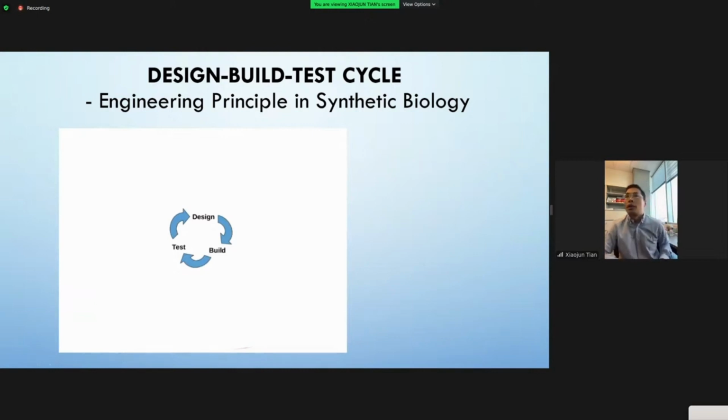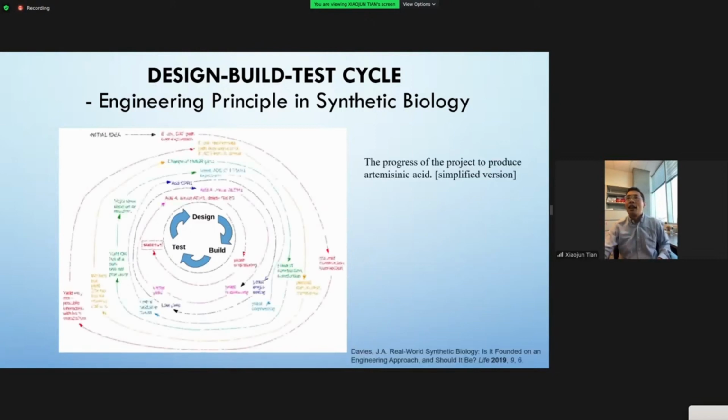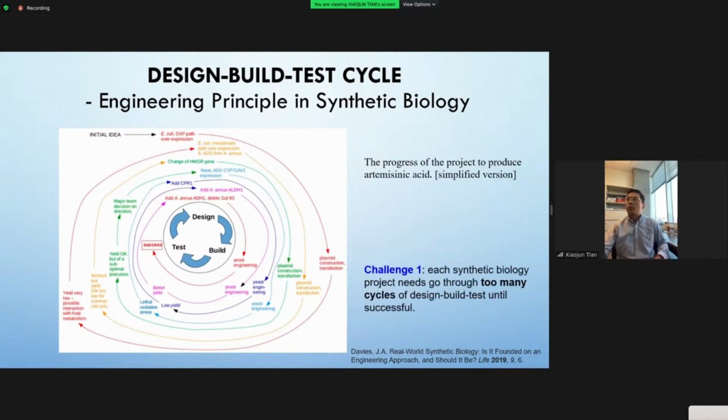Here are the engineering principles for synthetic biology. We all know that we have to go through a design, build, and test cycle for each synthetic biology circuit. But I didn't know how many cycles we needed to complete one project in my lab until I saw this figure. This is a simplified version of the process of a project to produce methanic acid. As you can see, from the initial idea to the final system that works, there are multiple rounds of design, build, test, and redesign, build, and test cycles. So that is one of the challenges for synthetic biology projects. We need to go through many cycles of design, build, and test until we succeed.